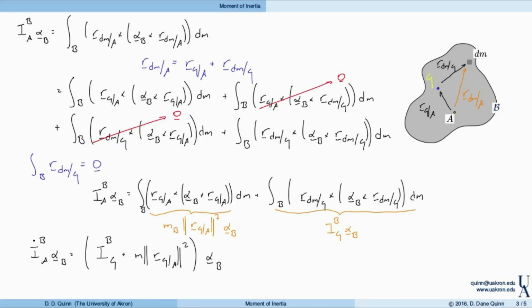So now comparing these two, we see that the moment of inertia about A of the body is the moment of inertia about G of the body. And again, G is a special point. It's the mass center. It's not just any point that we like. It has to be the mass center in this case. Plus M times the distance squared. Again, D here is defined as the distance between the mass center and the point that we're interested in. So this is known as the parallel axis theorem.